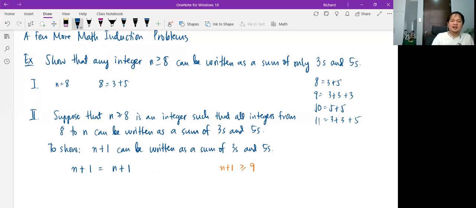The idea is that, let me point out the idea. n can be written as a sum of 3s and 5s. So from n, with the 3s and 5s, what we're going to do is subtract 9 and add 10. And how exactly are we going to do that? We remove three of the 3s, and then replace them with two of the 5s.